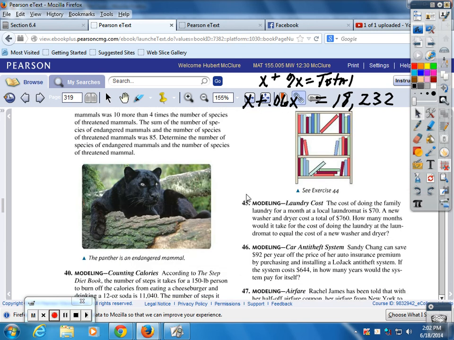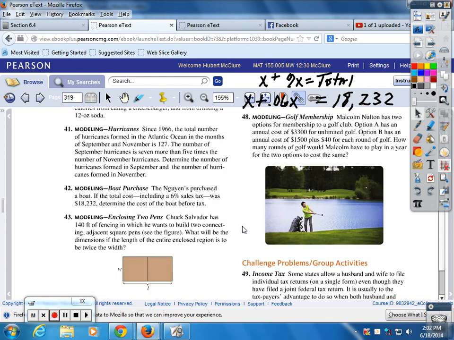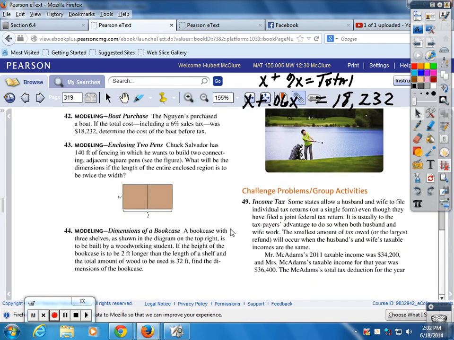Oh, they don't give us a lot. Apple juice. Where's apple juice? All right, let's do 43.